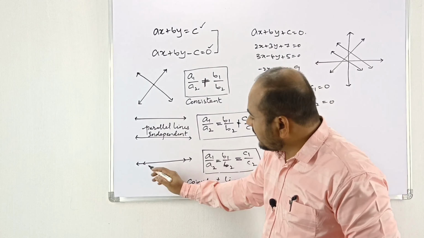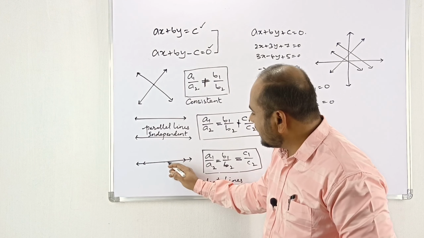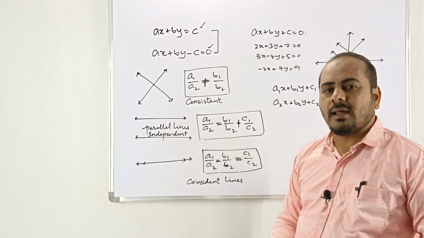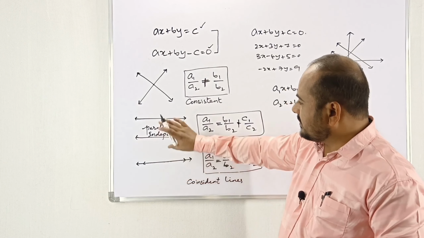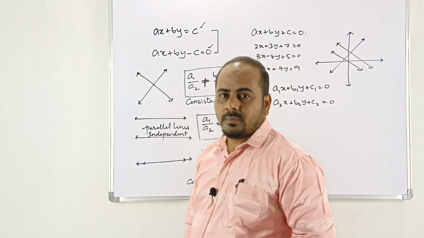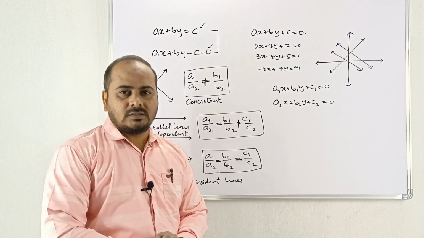In this case, we get infinitely many solutions here. Observe that here. Infinitely many points can be found here. That's why this is called coincident lines. Infinitely many solutions, no solution, only one solution. Like this you have to remember, my dear, and these are the conditions.